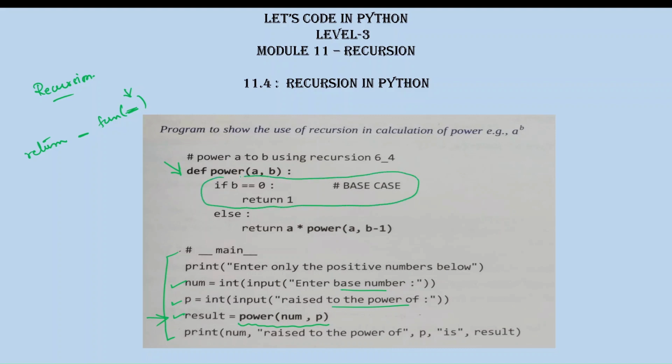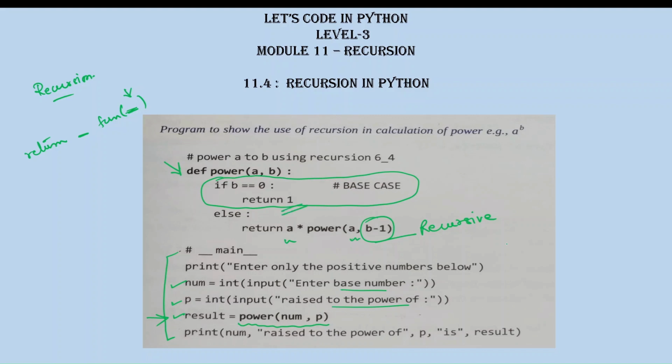In this example, if b is equal to 0, that means if the power is equal to 0, then you return 1. Else, this is your recursive part, where you are returning that same value into power of a. The base remains the same, but the power is now different. In place of b, it has become b minus 1. So one by one you're reducing, taking it to the limit where the power will reach 0, and in that case you are going to return a 1.